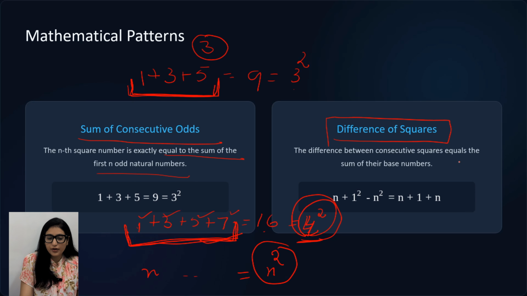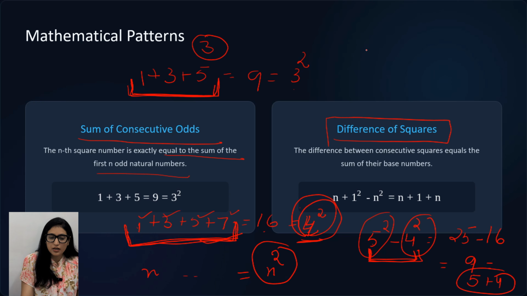Now, next property, difference of squares. If you take the difference of any two consecutive square numbers, for example, 5 square minus 4 square. 5 square is how much? 25. 4 square is how much? 16. So, this will be equal to 9. From here you can observe this pattern. If you add the bases 5 plus 4, that is the numbers whose squares we have taken, you will get the difference. 5 plus 4, this is 9.